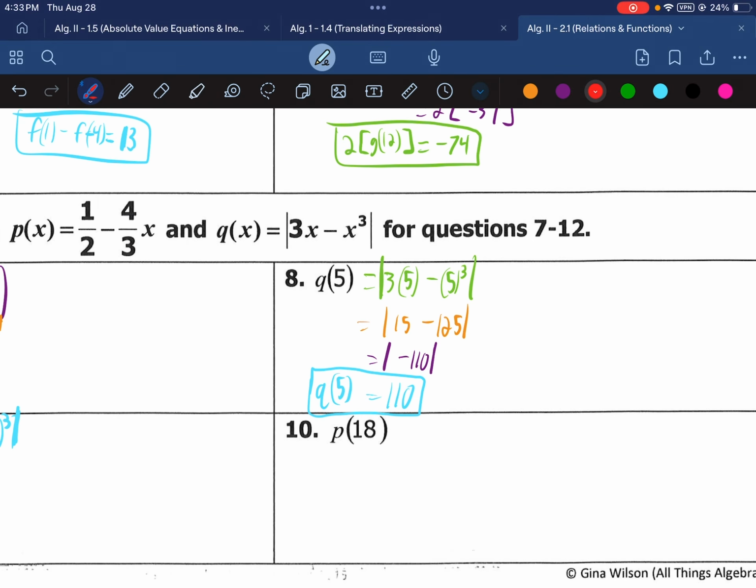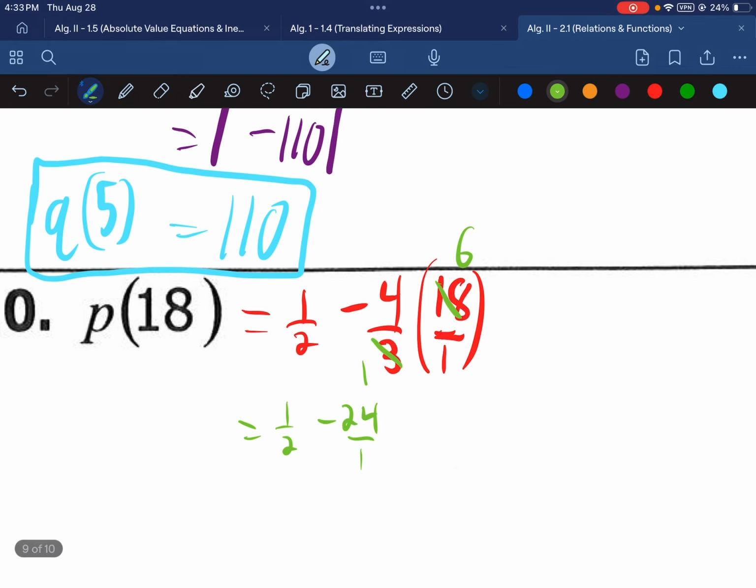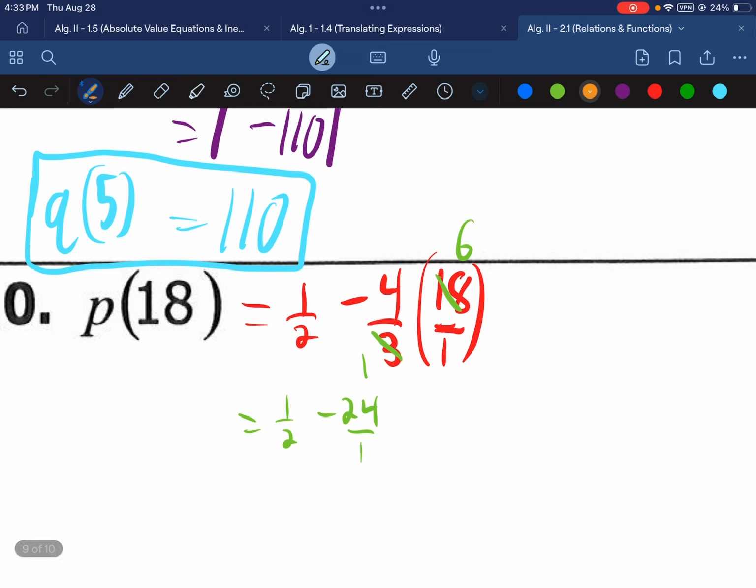Number 10, p of 18. So that would be 1/2 minus 4/3 times 18. I'm going to put that 18 over 1 to make my life easier as I multiply these fractions. As I look to cross-reduce here, I say 3 and 18 become 1 and 6. And so I have 1/2 minus 24, or 24 over 1. And I am going to put it over 1 because I need common denominators. So I'm going to multiply the bottom by 2, which means I need to multiply the top by 2, making it 48.